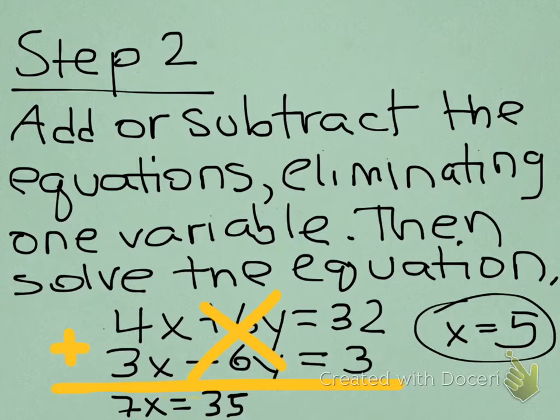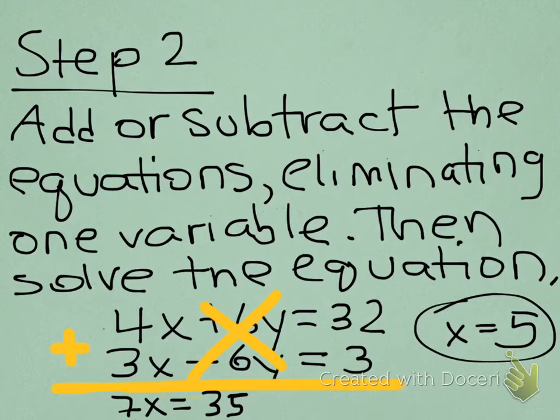If I did 6 minus negative 6, that ends up being 6 plus 6, so that would not eliminate the variable. So that's where you have to decide whether you're going to add or subtract to eliminate the variable you're trying to eliminate. Then once it's eliminated, you're going to do the same thing to each column.